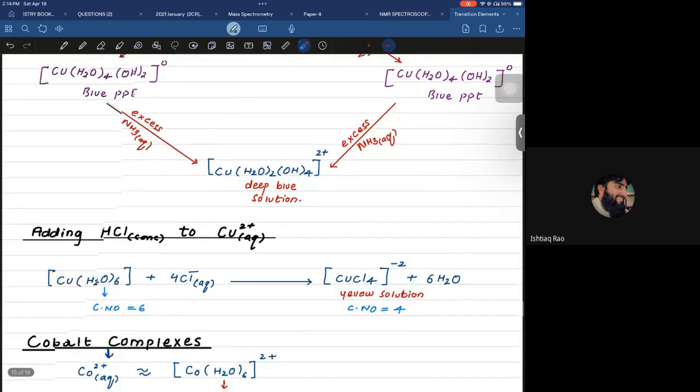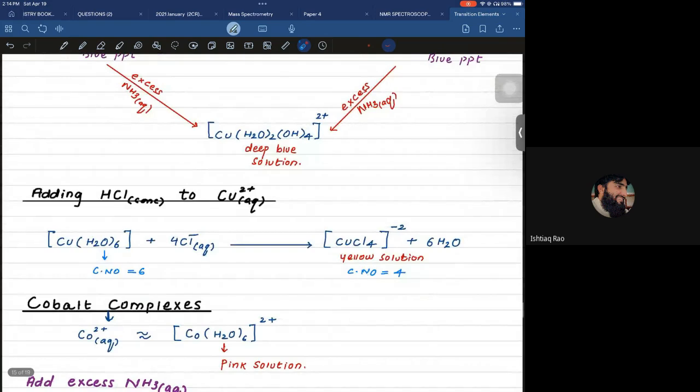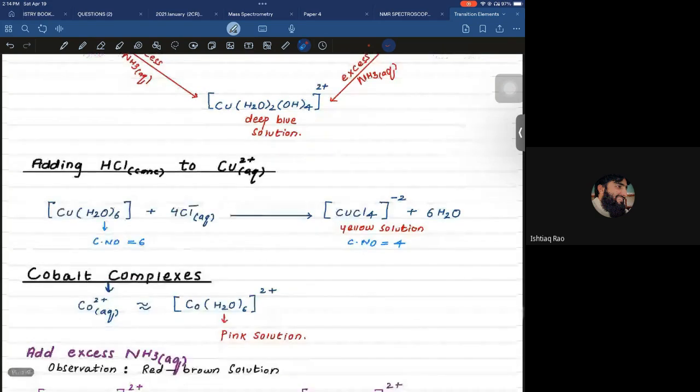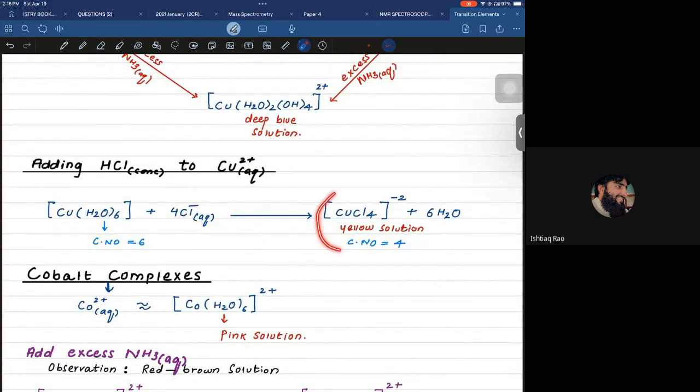Then we are going to discuss what we would observe when I add HCl to this copper 2+. Cl minus is acting as a ligand, so I would be observing this. You can see the coordination number is totally changed. Okay, concentrated HCl.